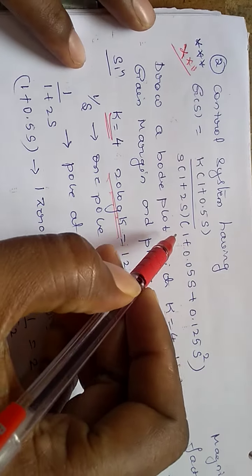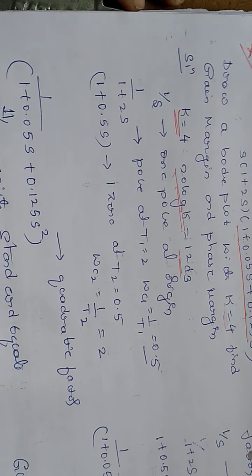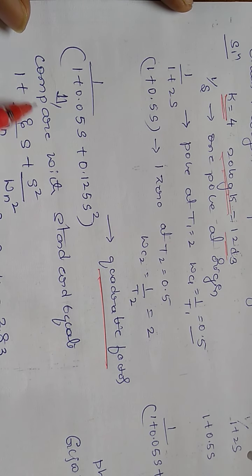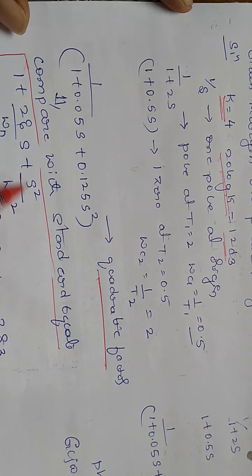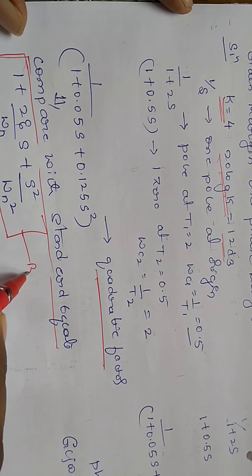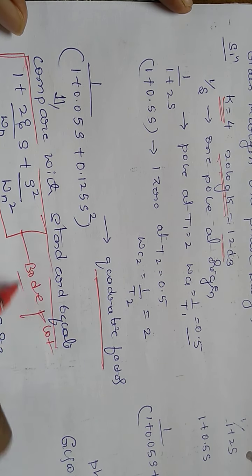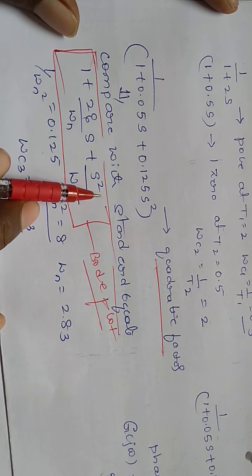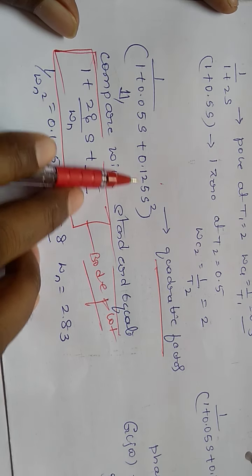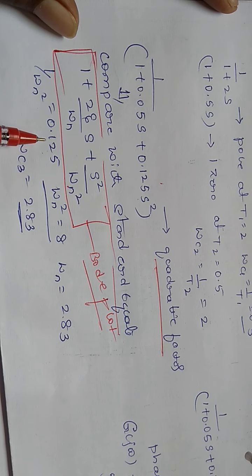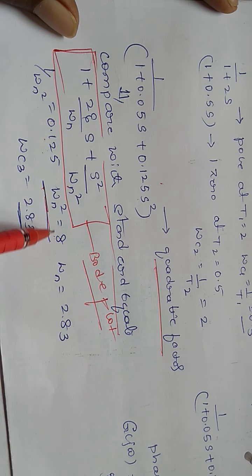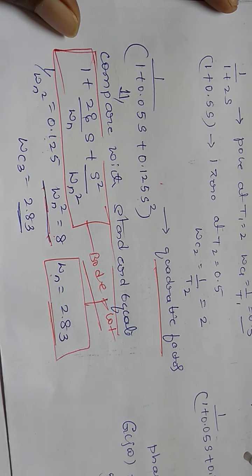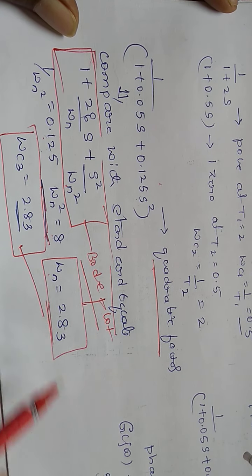Then consider this quadratic term. It is somewhat different, the selection for the quadratic term. How to calculate the corner frequency? To calculate the corner frequency, compare with the standard equation in the Bode plot. Comparing, 1 over omega n square equals 0.25, since s square is there. So omega n square is equal to 1 over 0.25, which means 4, and then omega n is equal to 2.83. That is called the third corner frequency.